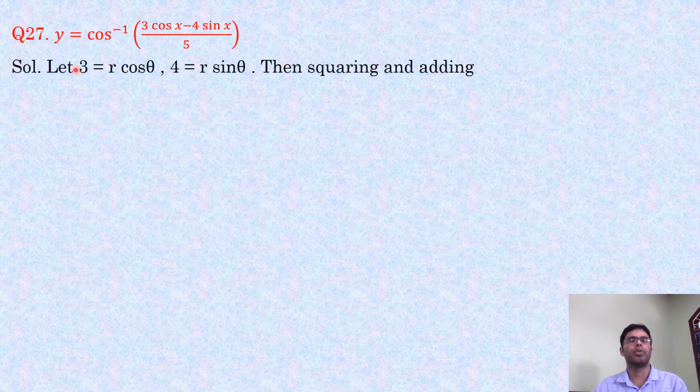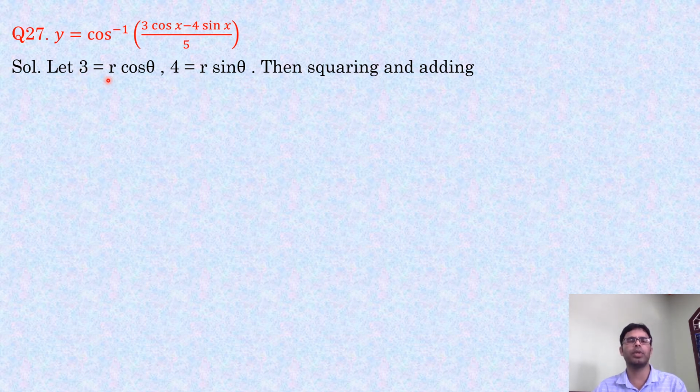And you see, since this is cos inverse, to get cos here, we take 3 is equal to r cos theta and 4 is equal to r sin theta, that is cos x cos theta minus sin x sin theta, so that the format comes out as cos of something. Okay, so we are taking 3 is equal to r cos theta and 4 is equal to r sin theta.